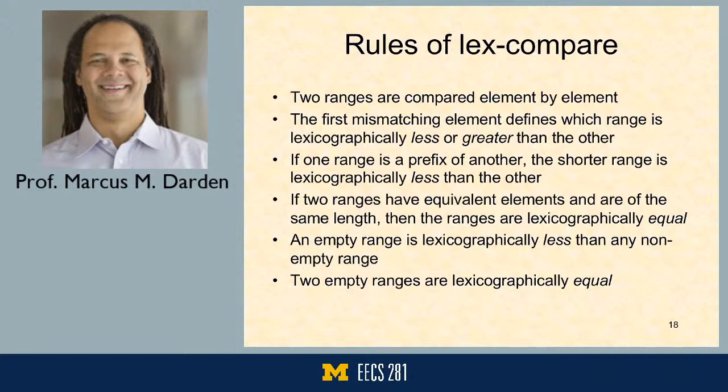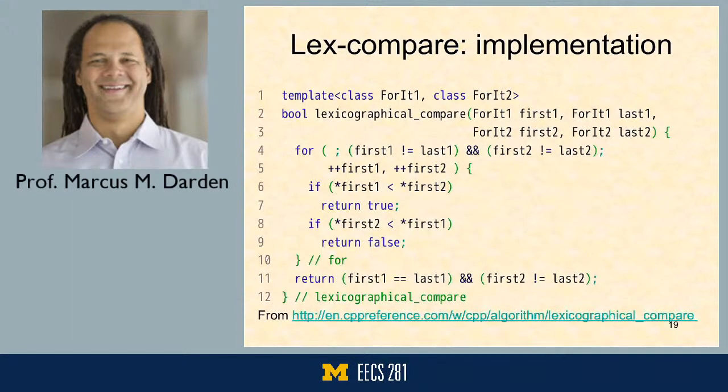An empty range, as we saw earlier in our lex compare hierarchy, is always going to show up less than some non-empty range. 2 empty ranges, of course, therefore, must be equal, because you can't be less than empty.